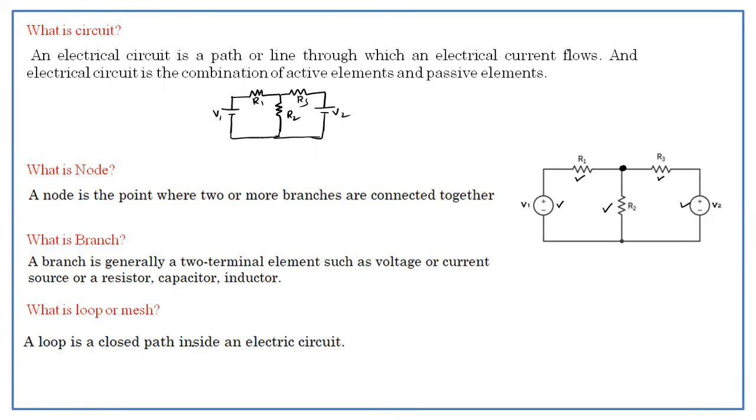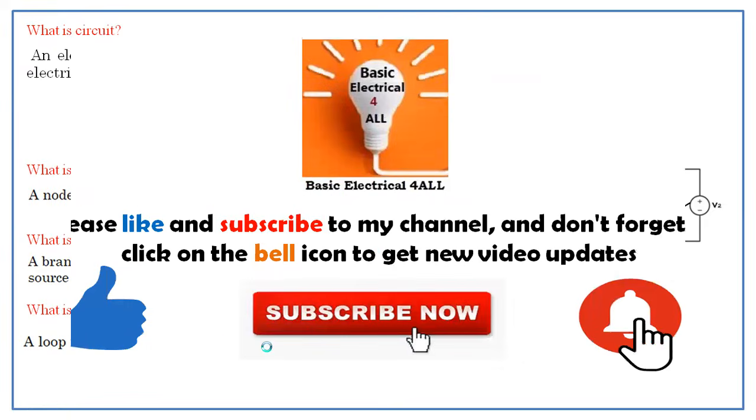A loop is a closed path inside any electric circuit. See here, this is called a loop. This is one more loop, starting at one point and ending at that point only, without any open path. It is called a loop. A loop is a closed path inside the electrical circuit.